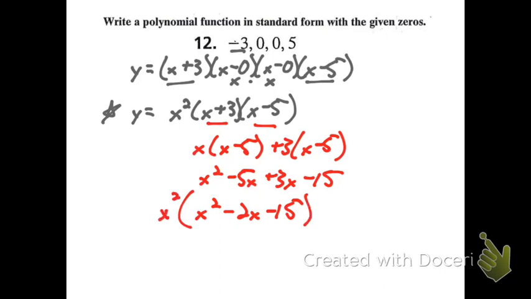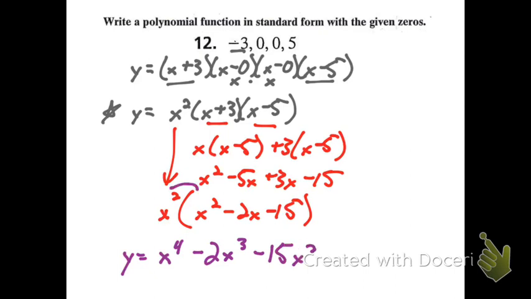But we still have the x squared right out front. So we have to distribute that now, and then we'll be done. So it'll be y equals x to the fourth minus 2x to the third minus 15x squared. And that's just taking this x squared term and multiplying it by all three terms inside the parentheses. That one's done.